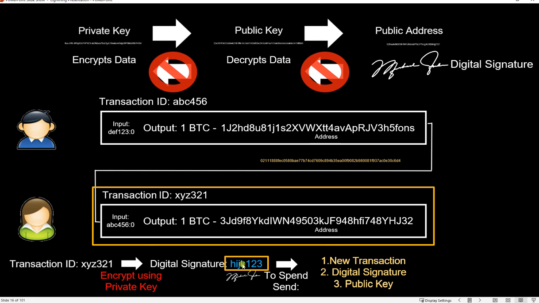And then it gets a digital signature. And it's like, okay, what do I do with this? Well, you also gave it the public key. What does a public key do? It decrypts the data. So it can use this public key to decrypt the signature in order to get XYZ321. So now the network knows that you have the public key that belongs to the private key that encrypted this message.